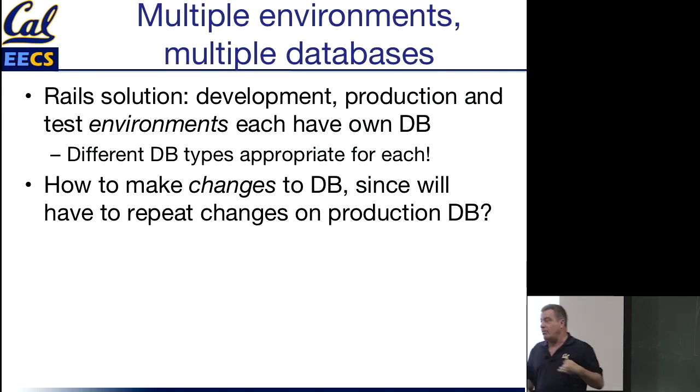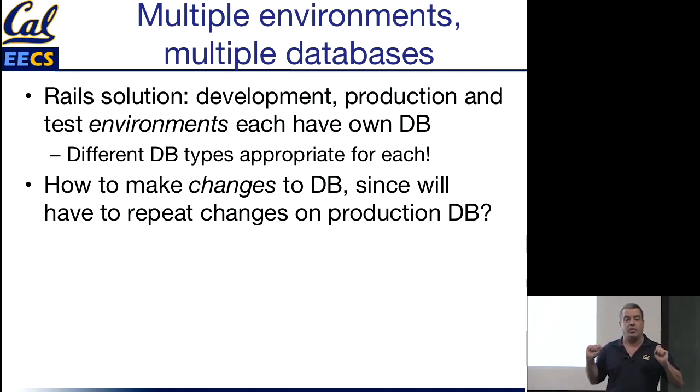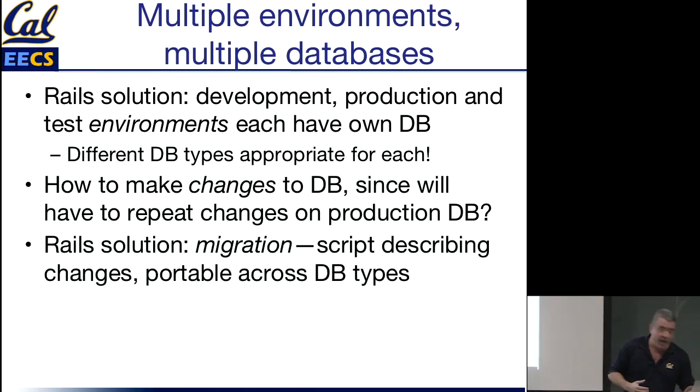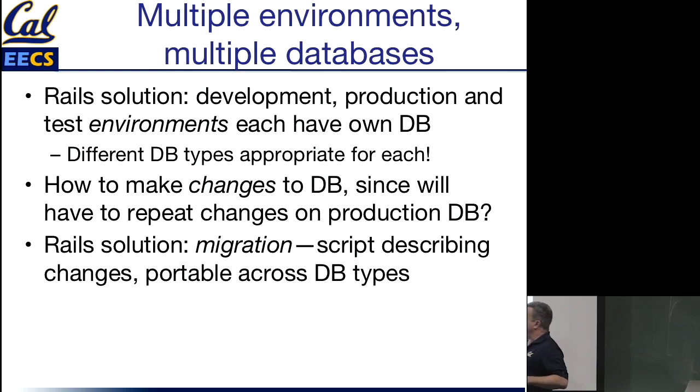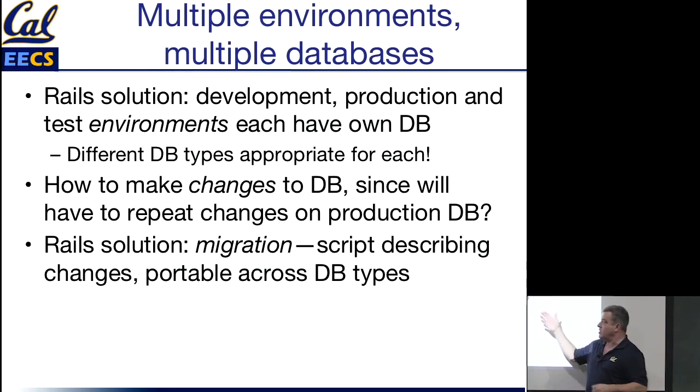Now, the downside of having 3 databases is the schema has to be consistent across all 3 of them. So when it's time to change the schema, you actually do it by creating basically a little script describing what changes you want to make. That script is called a migration or a database migration. And as you might expect, Rails has all kinds of machinery so that you don't have to worry about which specific brand of database you're using. The syntax for migrations will do the right thing for all of them.